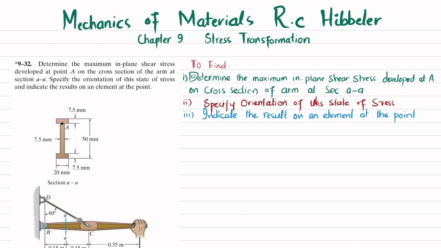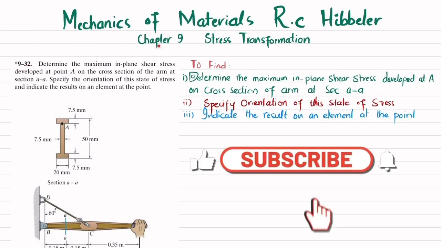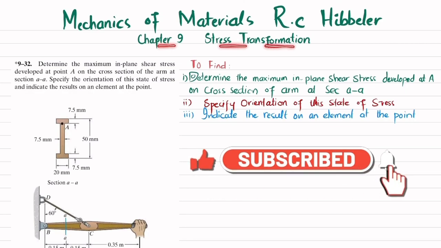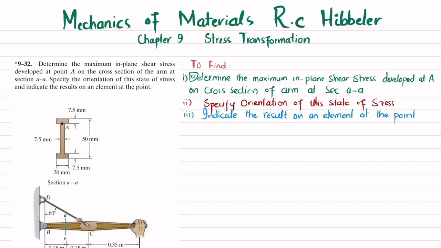Welcome back. Problem 9-32. This problem is taken from chapter number 9, that is stress transformation, and the book name is Mechanics of Materials by R.C. Hibbeler. So the statement is: determine the maximum in-plane shear stress developed at point A on the cross section of the arm at section AA. Specify the orientation of this state of stress and indicate the result on the element at the point.